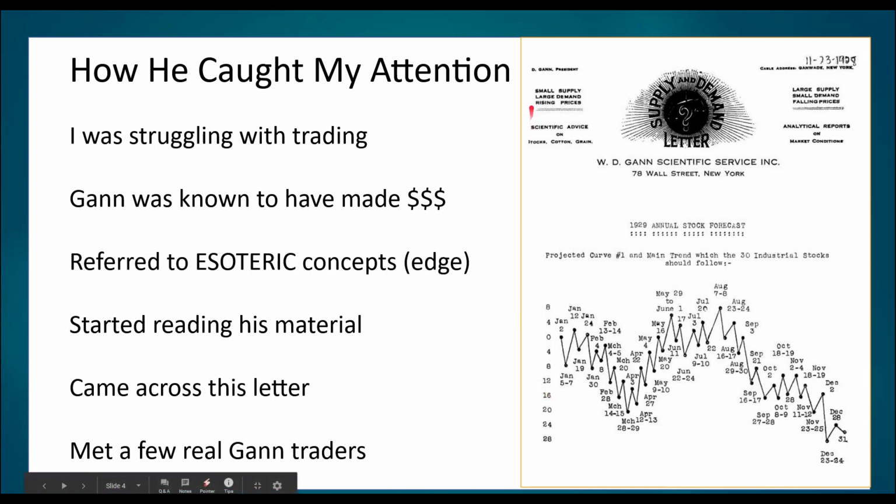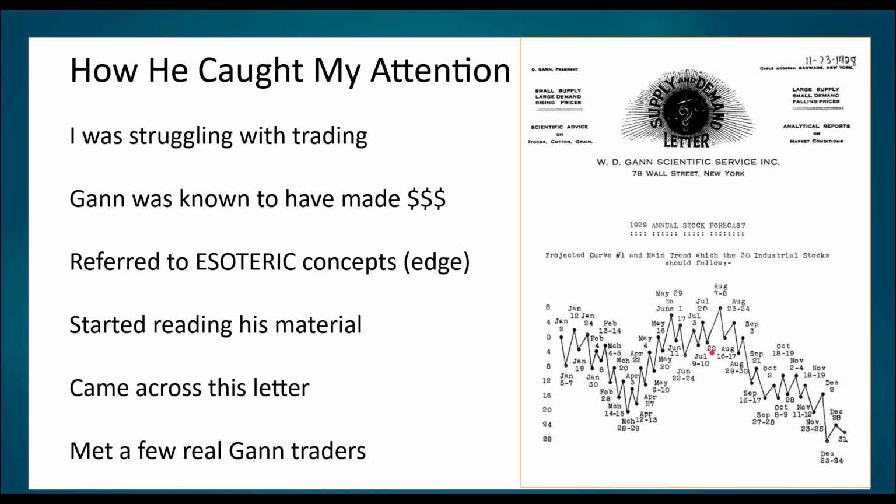And I came across the supply and demand letter that you see on your right. This is a letter that was published by W.D. Gann Scientific Services, by W.D. Gann, who's the president of this company. It was published on the 23rd of November of 1928, for the year of 1929. Essentially, this letter is forecasting the entire year to come, and it's got all these pivot points here.